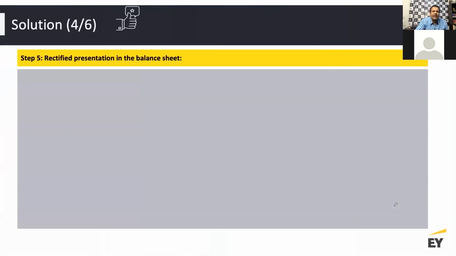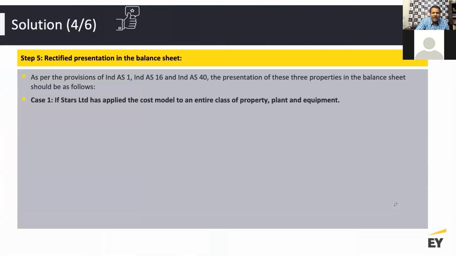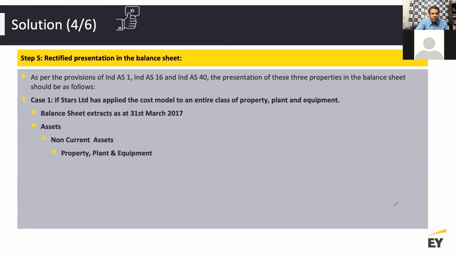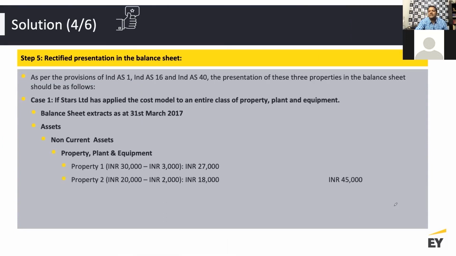So I'm going to look at the rectified presentation in the balance sheet. I'm going to do this as per the provisions of Ind AS 1, Ind AS 16 and Ind AS 40. I'm going to look at all 3 of them. Balance sheet as at 31st March 17. Assets, property, plant and equipment. So the 30,000, then I'm going to record the depreciation. The net value is 27,000. For property 2, it is 20,000. I'm going to record depreciation of 2,000. The net value is 18,000.